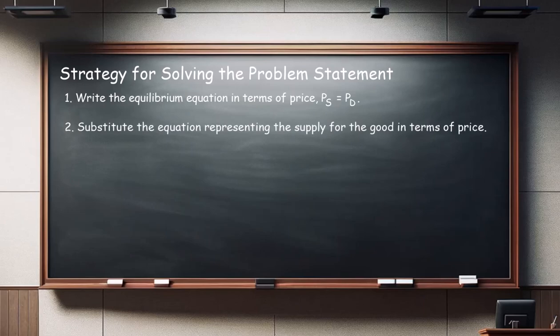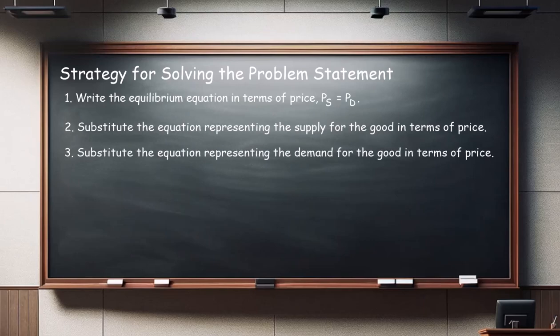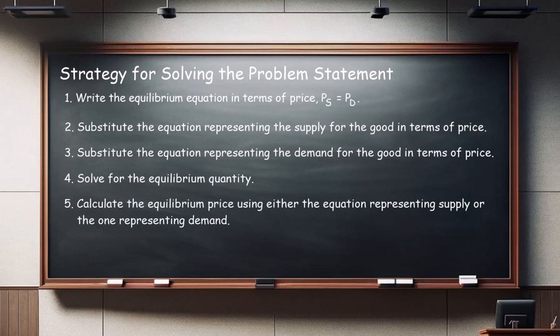2. Substitute the equation representing the supply for the good in terms of price. 3. Substitute the equation representing the demand for the good in terms of price. 4. Solve for the equilibrium quantity. 5. Calculate the remaining variable using either the equation representing supply or the one representing demand.